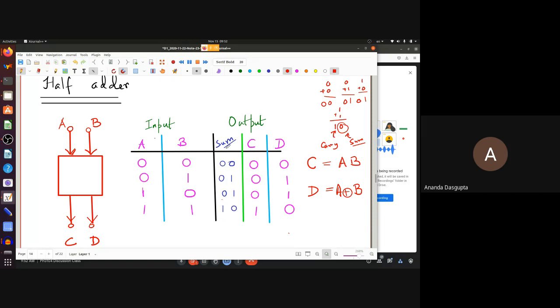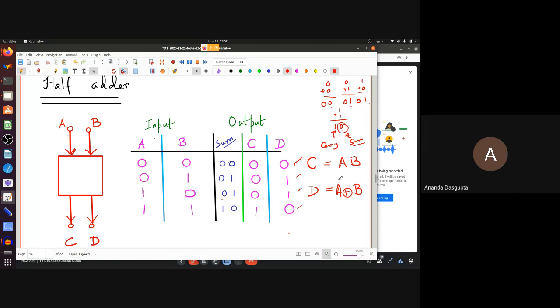So if you look at the C and D here, D is actually the sum, and C is the carry. Carry is high only when you have 1 and 1, and carry is low otherwise. And the sum, on the other hand, is simply 0, 1, 1, 0. So this is what the half adder circuit's output is. You have 2 inputs, A and B, and 2 outputs, which produce 0001 or 0110.